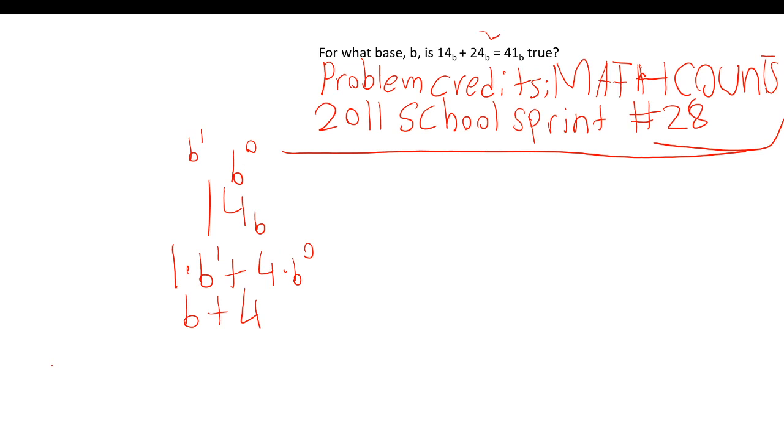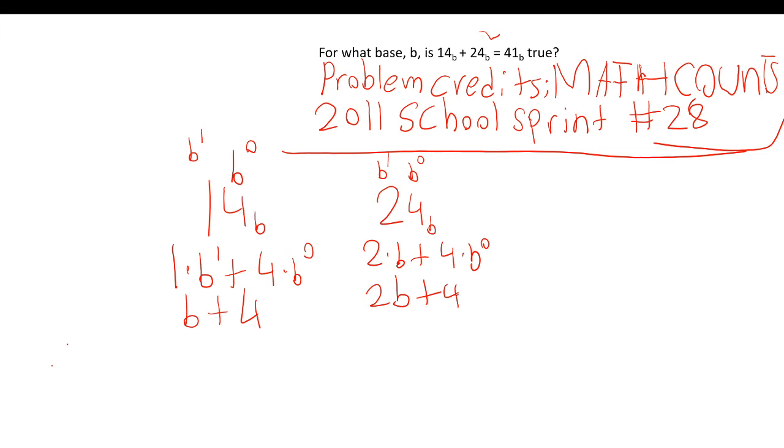So we like base 10. Let's do the same thing for 24. Same base, same rules. Now this is b to the 0th, b to the 1st. Have to be careful with your powers. You have 2 times b to the 1st power, which is just 2b, plus 4 times b to the 0th power. b to the 0th power is just 1, and 4 times 1 is 4.